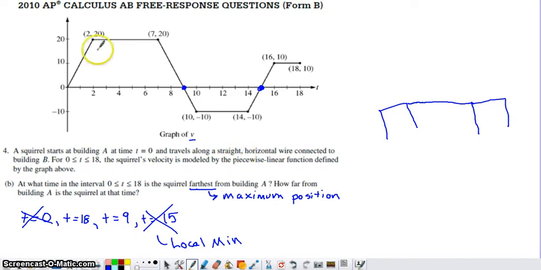So what we need to decide is whether or not the maximum distance from the top of building A happens at t equals 9 or happens at t equals 18. So to find the squirrel's position at t equals 9, we're going to have to remember that the area between this velocity graph and the t-axis, so the area of this trapezoid right here, is going to represent the total distance the squirrel has covered across that 9-second stretch.